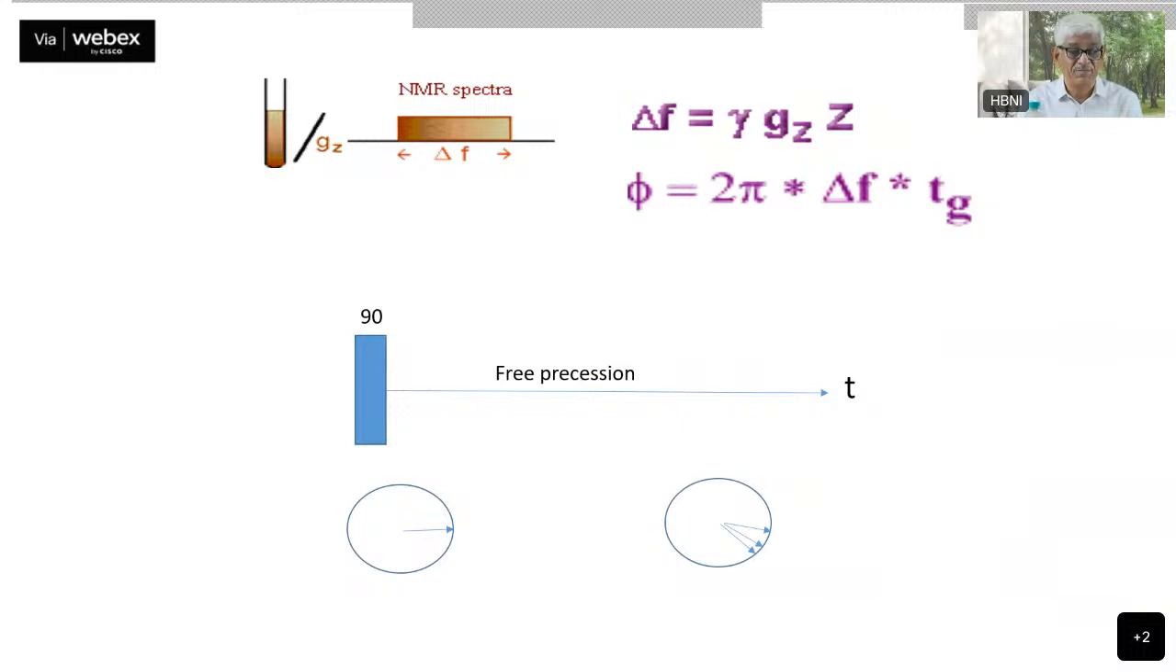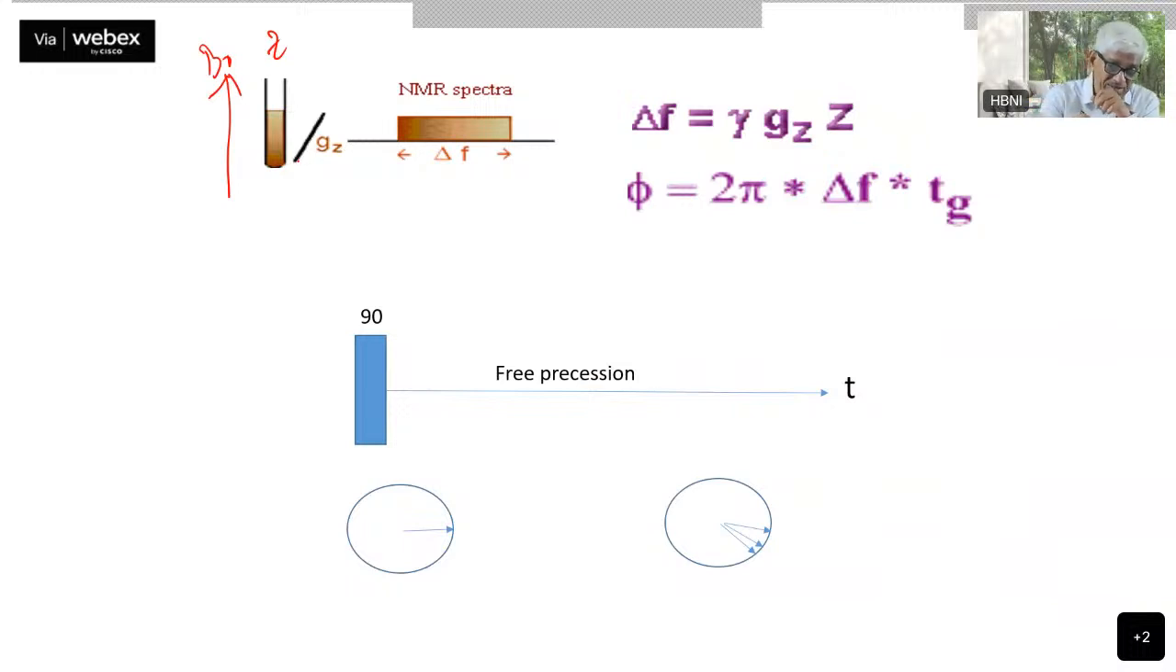Now, when you apply a gradient, in addition to the main field B0 which is present here, we apply another field. This other field changes with distance along the tube. That's why it's called the gradient. This is the z-axis, and it has a slope, and we say the gradient is Gz. At any point here, the additional field applied is given by gamma Gz z, where z is a coordinate along this axis and Gz is the gradient, that is the slope.